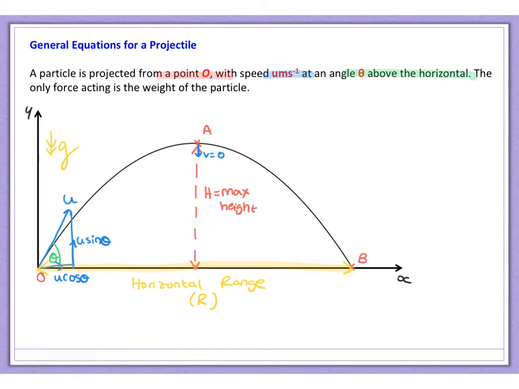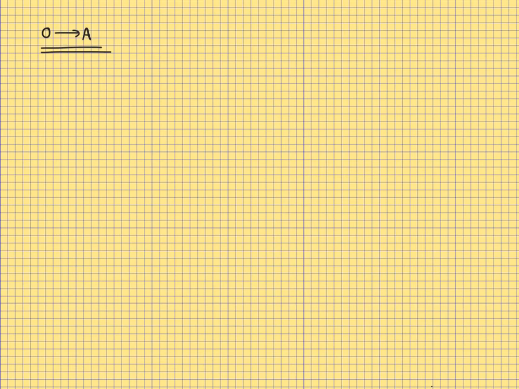Now, we know that at point B, the time taken is the time to complete the whole journey, and that is referred to as the time of flight. So we're going to analyse the motion from O to A and then from O to B and see what information we can generalise. We will need all the information on this diagram, so make sure you've got a nice clear sketch of this ready as we proceed. So let's start off with looking at the journey from O through to A.